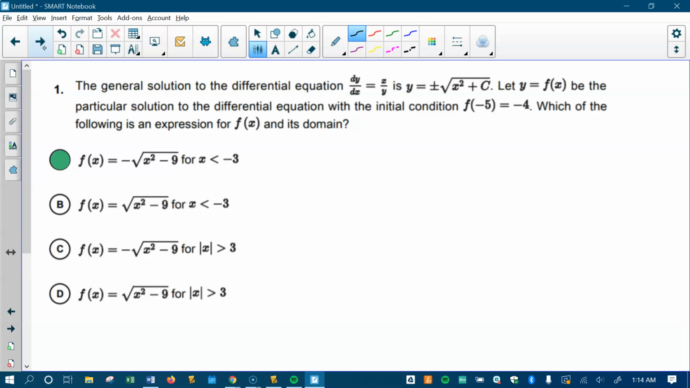Okay, our first question on the AP Classroom was dy/dx equals x/y. y is equal to plus or minus this. Let y equal f of x be the particular solution. Which of the following is an expression for f of x in its domain?